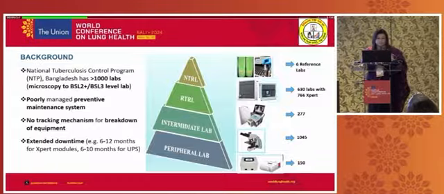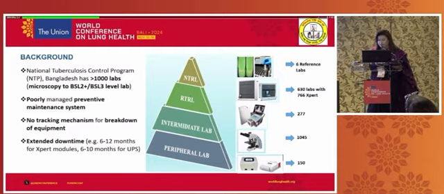Previously, we didn't have any tracking mechanism for the breakdown of this equipment, and the preventive maintenance system was poorly managed, which resulted in extended downtime. For example, around 6 to 12 months for getting a module of an Xpert machine replaced, or 6 to 10 months for a UPS. We found that this is because we were not getting the complaint notification timely from the fields. That's why it was creating all these gaps.